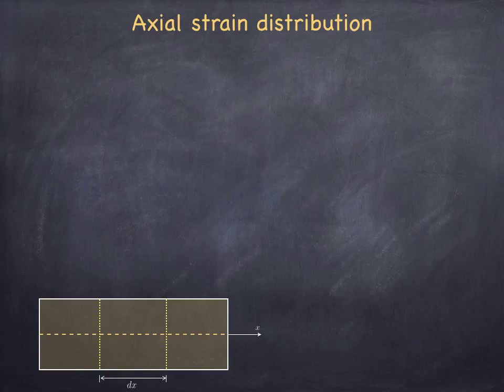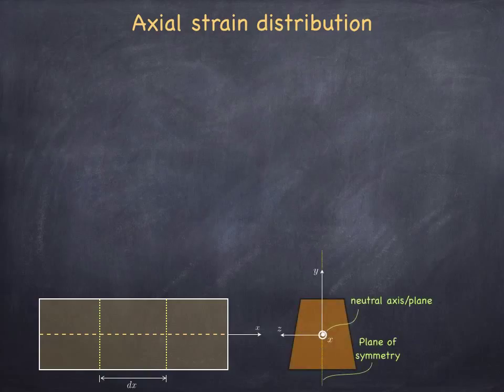I'm going to be taking a closer look at two cross sections that are separated by distance delta x along the length of the beam, such that the left dashed vertical yellow line is at x away from the origin, and the one on the right is x plus delta x away from the origin. I will put my coordinate axis at the neutral axis, or the neutral plane, of this cross section, and I do not yet know where this neutral plane is relative to, say, the bottom of the beam.